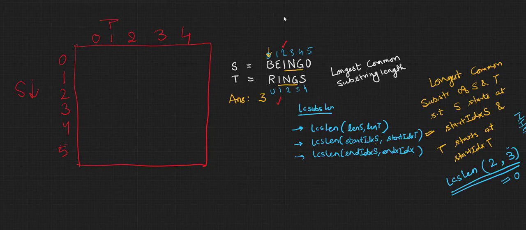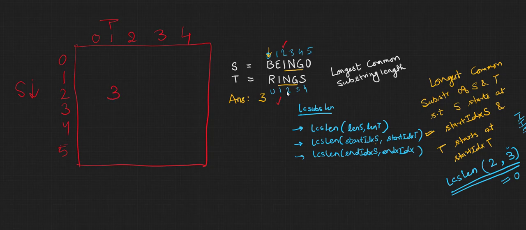then what is the... you compare "ing" and "ings". Now compare these two. What is the length that is going to be there? Common substring length, manually just see. 3. So basically in this matrix, or in this state table, what we are going to say is at S2 and T1, we are going to have the answer as 3. This is what is the meaning.